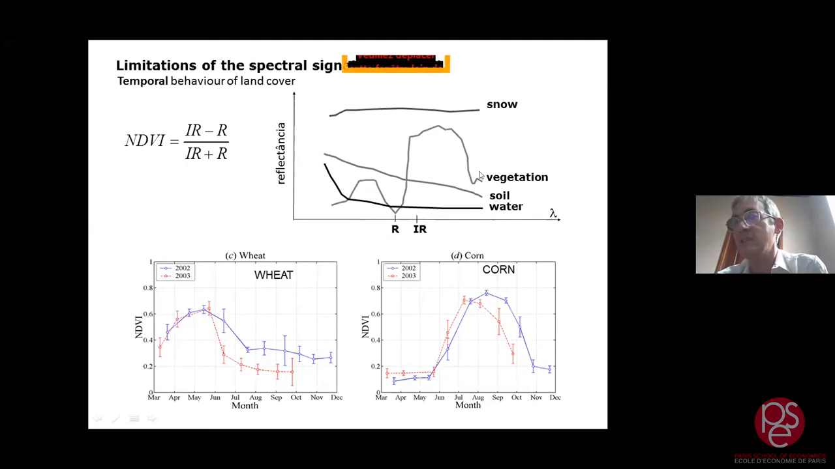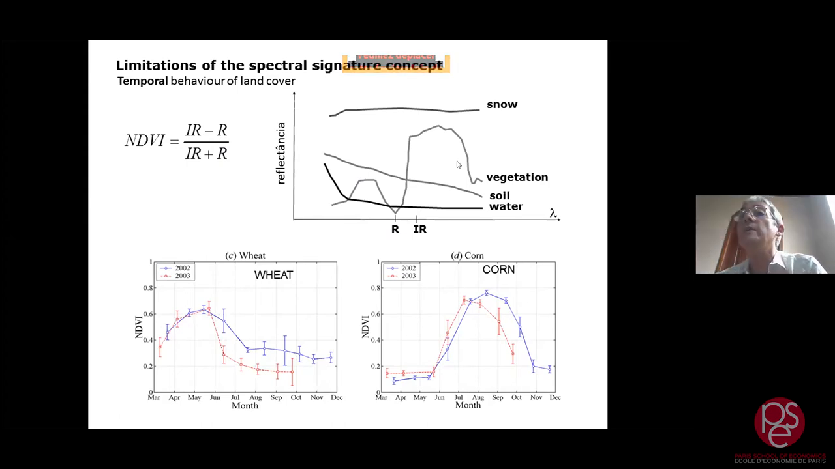So this index is interesting, but this is not a measurement, it's derived from measurement. It's not even a parameter on the ground that I could measure on the ground. I cannot measure this on the ground. But it's an indication of vegetation density and vegetation health in terms of photosynthesis.